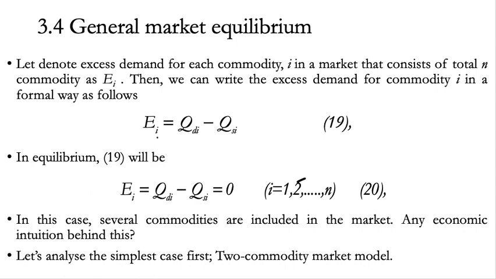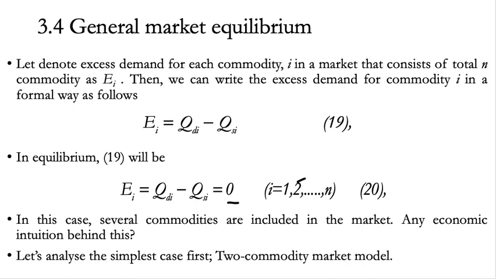In particular, E_i is equivalent to QD_i minus QS_i. Q refers to quantity of output, and in equilibrium, we expect this excess to be zero because quantity demanded equals quantity supplied. That's the condition of equilibrium, so that's why we have a zero here.